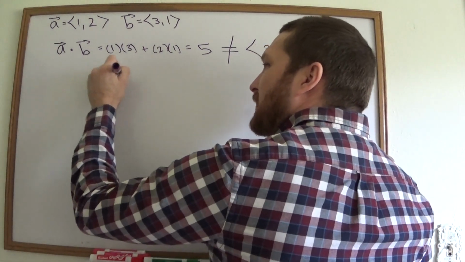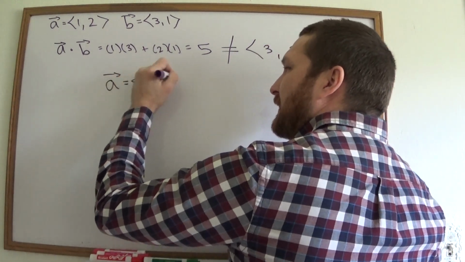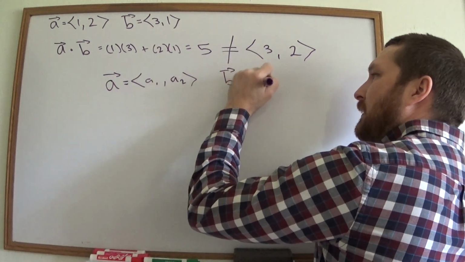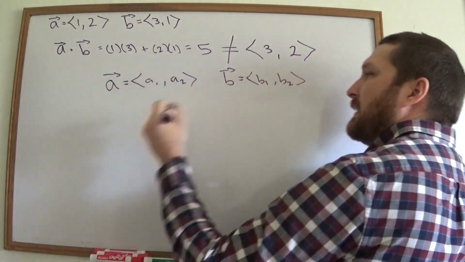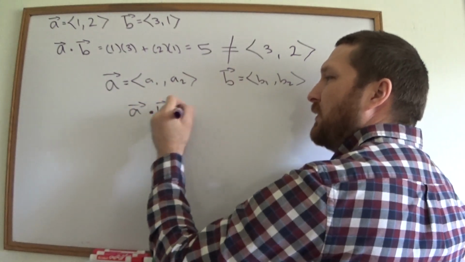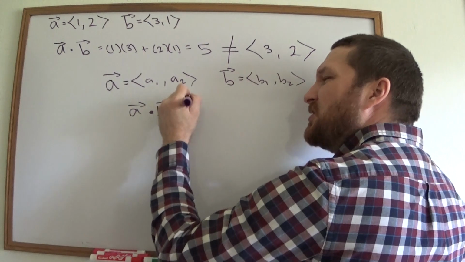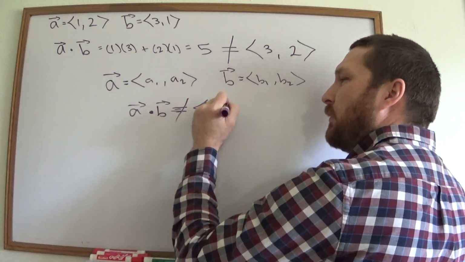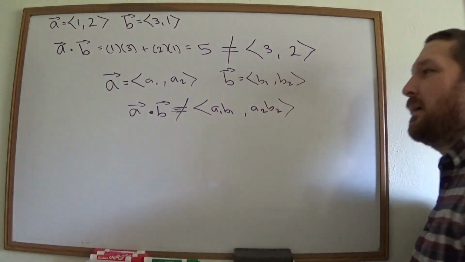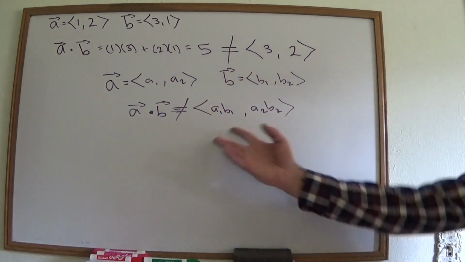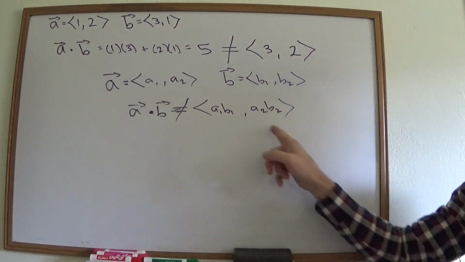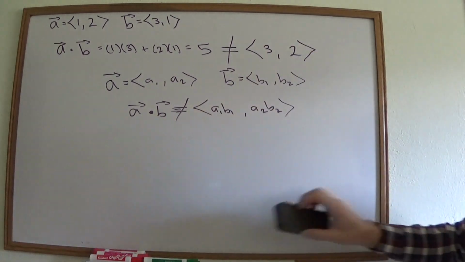So, in other words, if you had something like this and I told you to find the dot product, it would not be equal to A1 B1, comma, A2 B2, right? Because it's not a vector. This is never equal to a vector. It's always equal to a scalar.